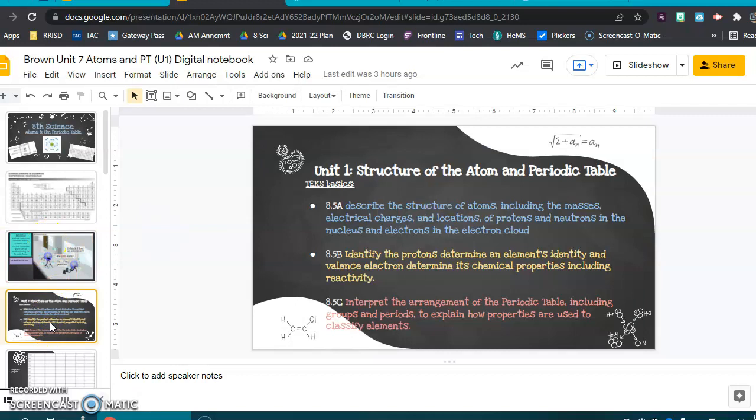Okay, and we're going to talk about the basics. 8.5A, which is the structure of atoms; 8.5B, which is identifying protons to determine an element's identity and the valence electrons; and C is to interpret the arrangement of the periodic table into groups and periods to explain how the properties are used to classify elements. So we're going to talk about all that.